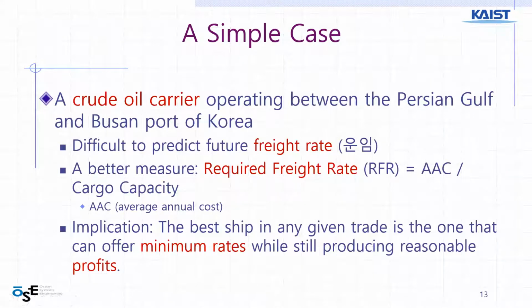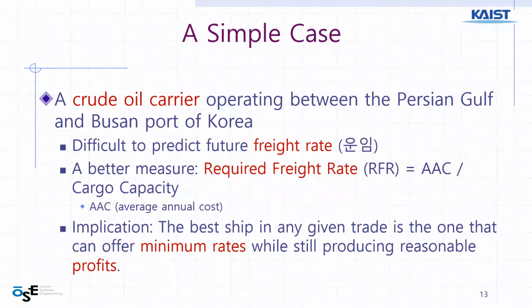A simple case of calculating the engineering economics is a crude oil carrier. Crude oil is oil that is just coming from the oil reservoir. That is a very bad situation, very black and dirty and very sticky. But they should be carried to the refinery where they separate out into different categories of oils, including gasoline and bunker C and other things, or coal tar.